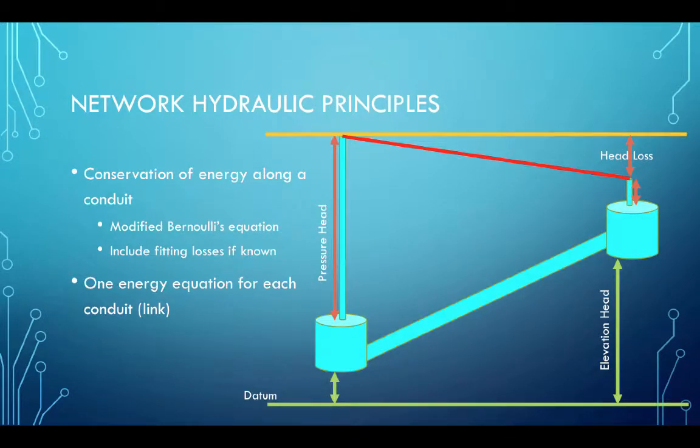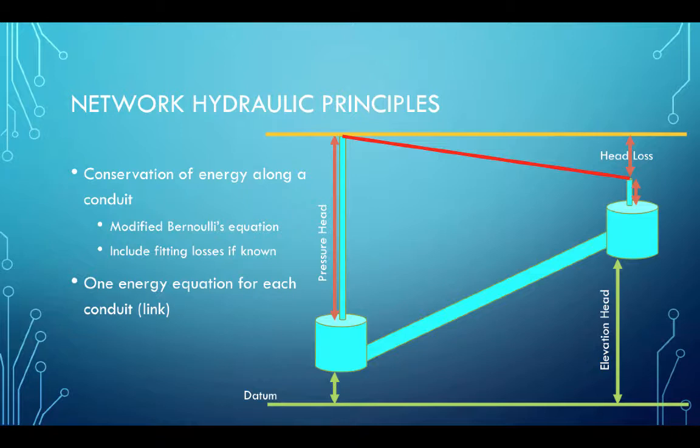The other principle we use is head loss along a pipeline. We have conservation of energy along a conduit, which employs the modified Bernoulli's equation, and essentially what we have is total head at one node minus the head loss in the path going from that node to the next node equals total head at the next node. So there'll be one energy equation, or one loss equation, for each link.